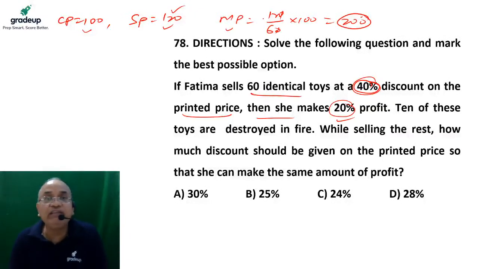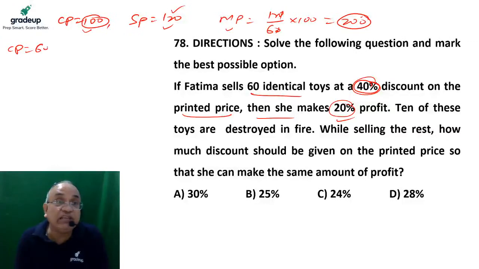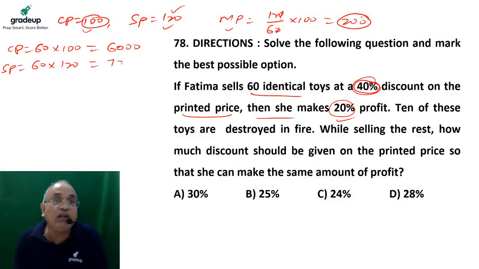10 of these toys are destroyed. So total cost: the cost is 100 rupees per toy and she has purchased 60 toys. Then total money invested is 6,000. If the selling price of each toy is rupees 120, then she wants 7,200 in her pocket. It is 20% more than this.